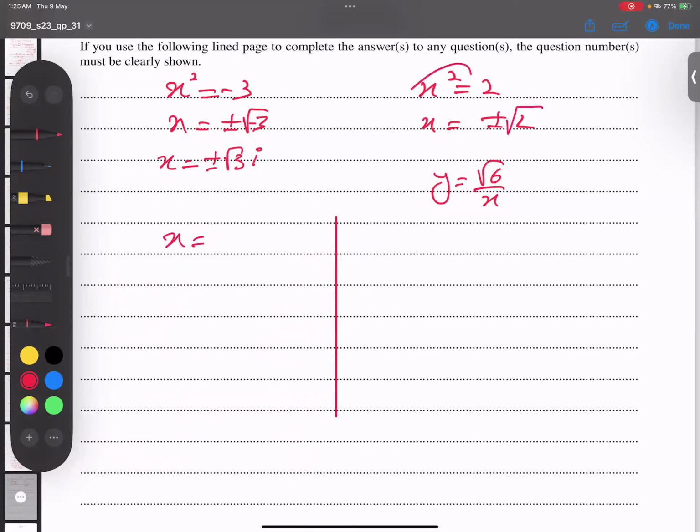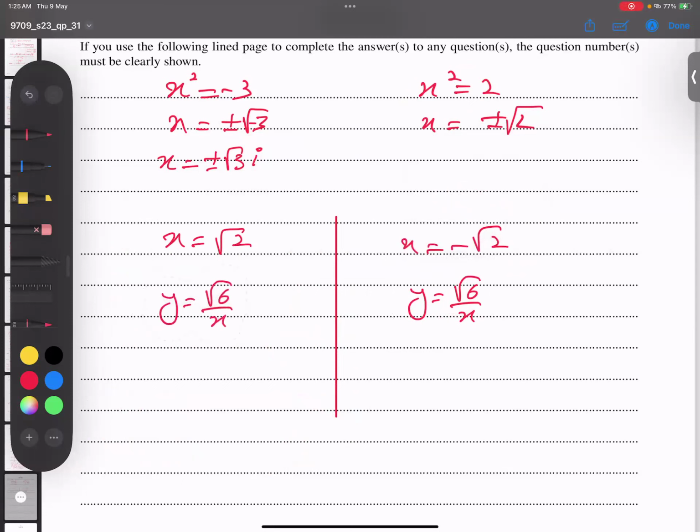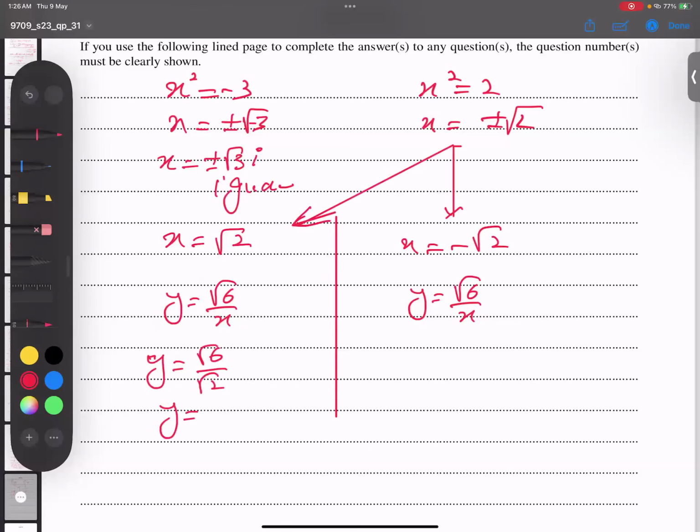So this is a positive root 2, you should take a root here. So one time I took positive root 2 and one time I take negative root 2. And I'll plug in both times in this expression. Okay, I bring it down here. So this I will ignore. And I will take this one time here and one time here. So if I use this one, y is equal to root 6 over root 2, I get root 3.